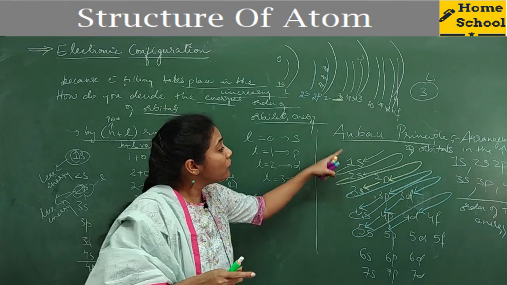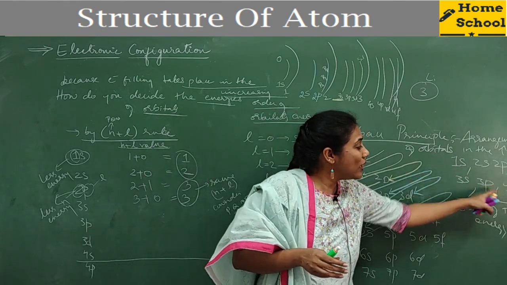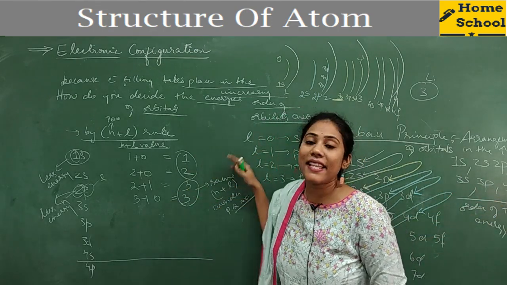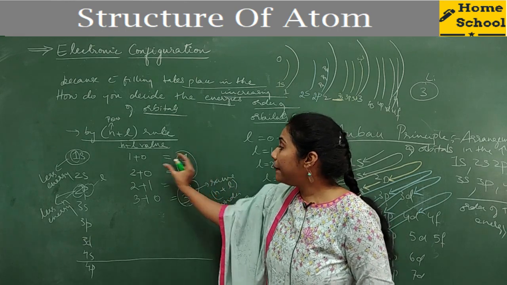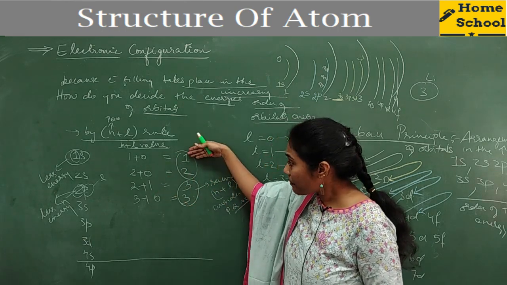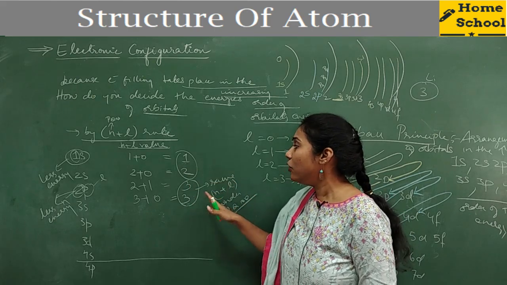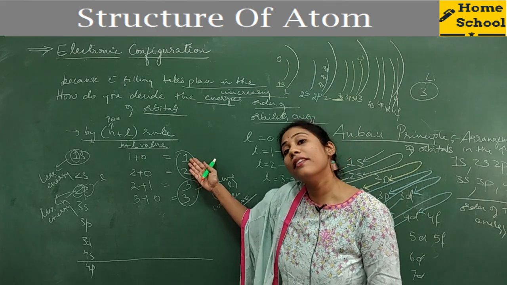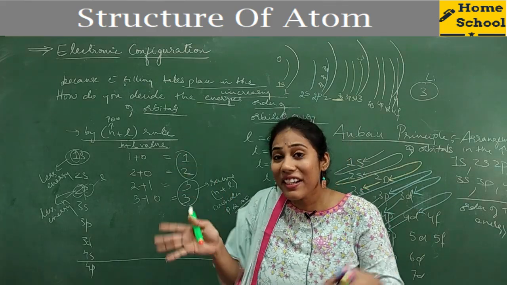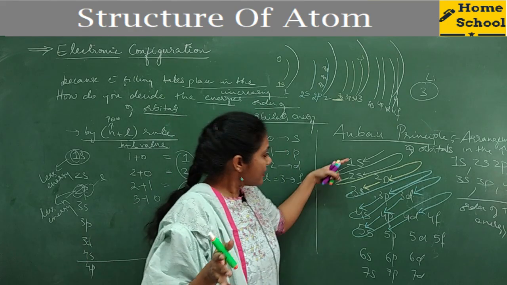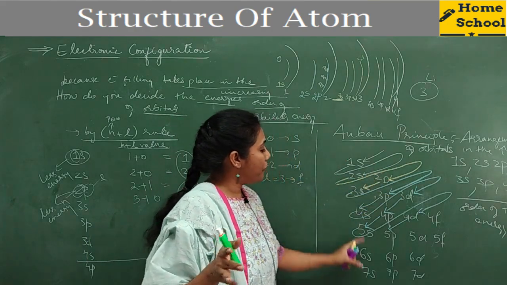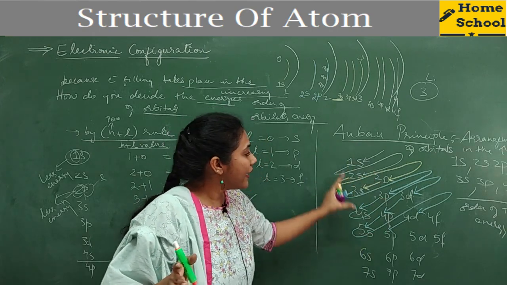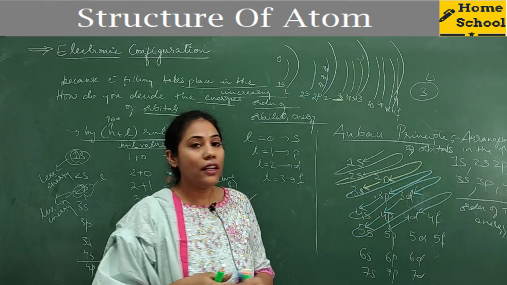Clear everybody? So on what basis he has arranged all these orbitals in the increasing order of their energy? By calculating their n plus l values. So he calculated the n plus l value. On the basis of this n plus l value, he could arrange them; the orbital which has got the lesser number is considered as having lowest energy. So on that basis he has given this building up principle. Something like this he has arranged all the orbitals.